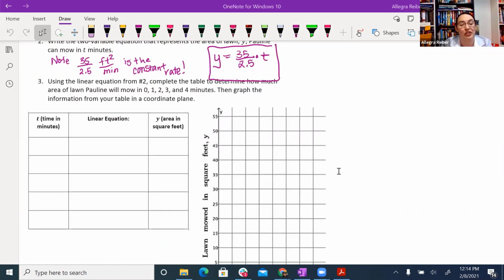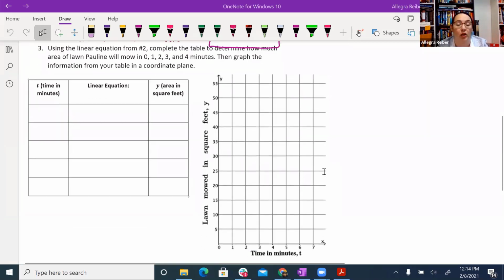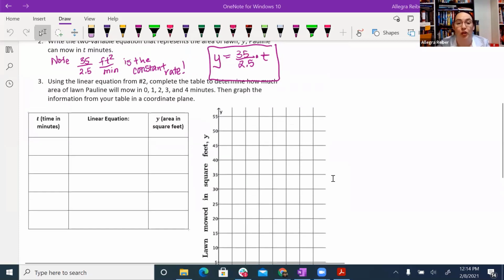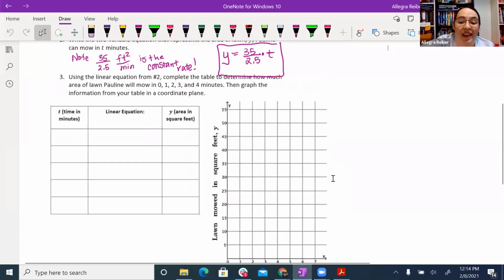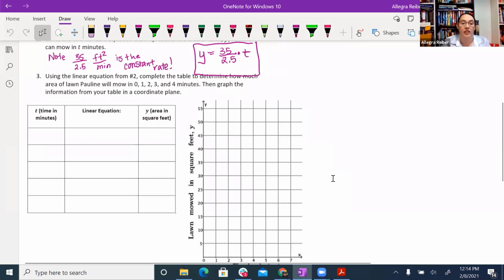Using the linear equation from number 2, we're going to complete the table to determine how much area of lawn Pauline will mow in 1, 2, 3, and 4 minutes. And then we're going to graph that on the coordinate plane. So we're going to look at t's of 0, 1, 2, 3, and 4, using our linear equation, y equals 35 divided by 2 5/10 t.